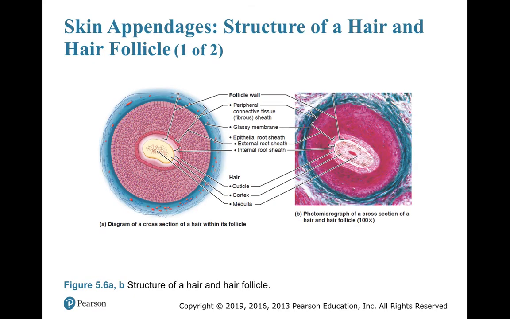So here's a cross section of a hair. We have the medulla in the middle, the cuticle on the edge, cortex. This is within the follicle. So this region up here is the root sheath. Down here is the internal root sheath. So this actually is just the hair itself that we've been talking about.